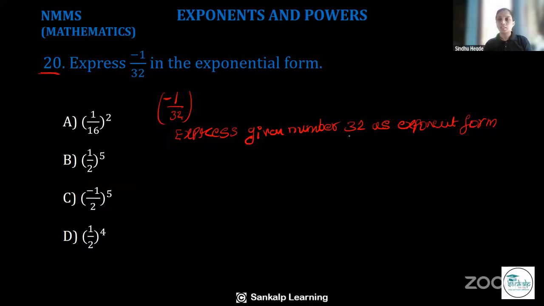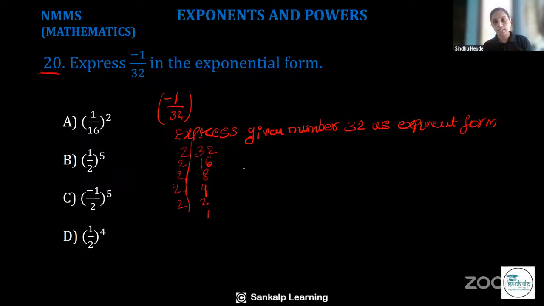How to convert this 32 as exponent form? We can divide this 32 with the least number. 32 is an even number. We can start with the least even number 2. So let us take 2 and divide this. 2 ones are 2, 2 16s are 32, 2 8s are 16 and 2 4s are 8. 2 2s are 4 and 2 ones are 2. How many times does the prime factor 2 come? 1, 2, 3, 4 and 5 times.